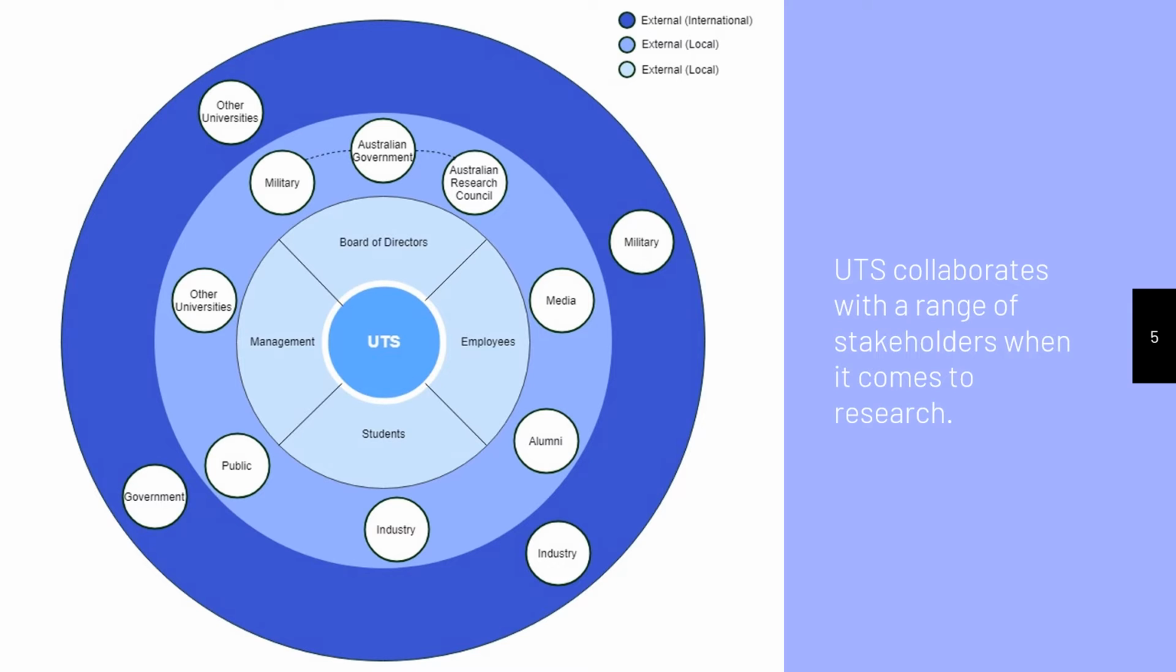So a subcategory of the employee stakeholder is the Faculty of Health, and obviously the Faculty of Health plays a major role in research at UTS. And the Faculty of Health also maintains its own strategic plan known as the UTS Health Strategy, which covers the faculty's strategic direction from 2016 to 2021.